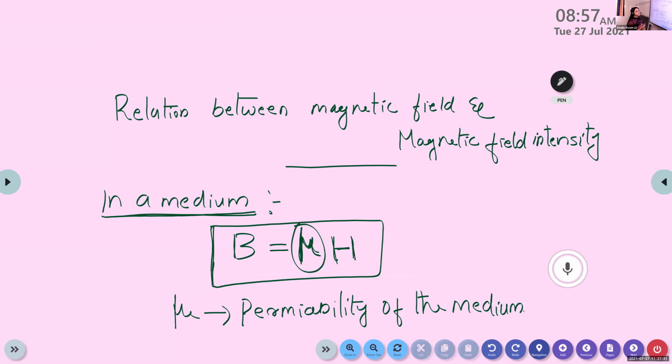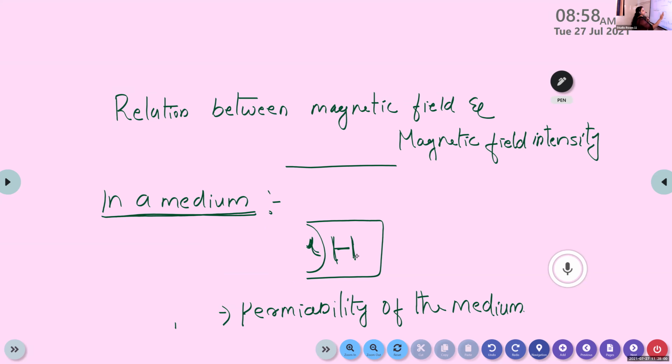So the relation between magnetic field and magnetic field intensity in a medium is given by B equals mu H, because they do not occur in free space; there is some medium between them. That is why we write the equation like this: B equals mu H, where B is the magnetic field, H is the magnetic field intensity, and mu is the permeability of the medium.